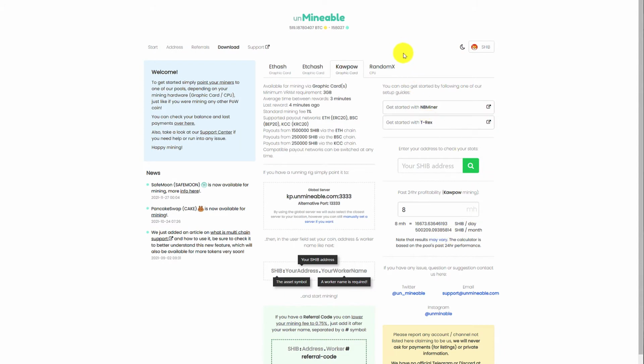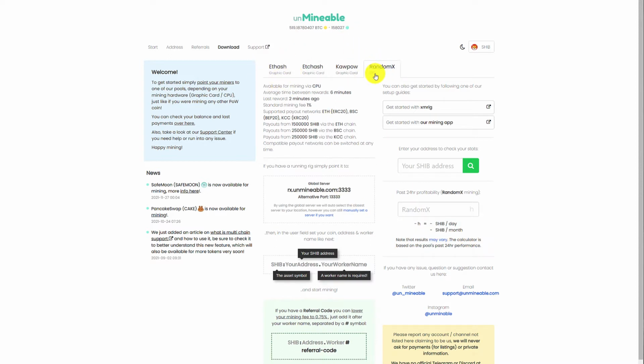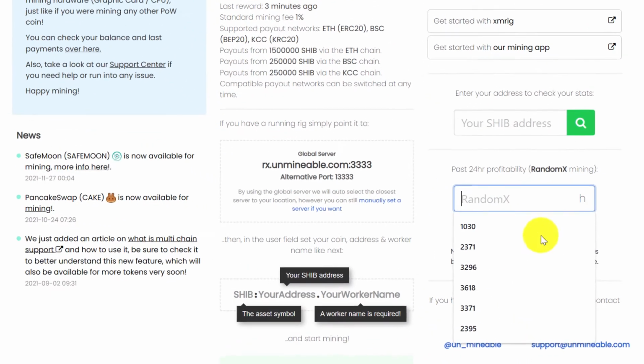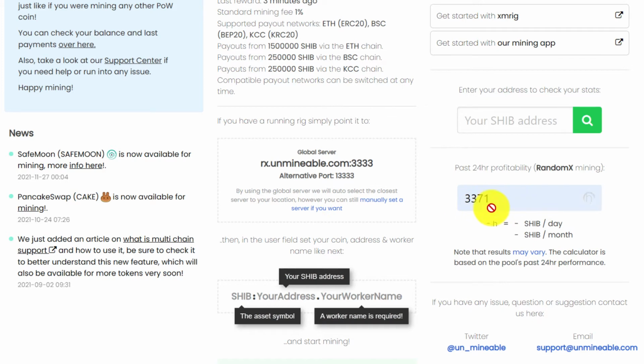When you're on this site, it's good to check out each of the different algorithms that they offer to see which combination will give you the most tokens per day. Originally I was mining RandomX, which is Monero, on my CPU, and I was getting roughly about 3,300 hashes on my CPU.